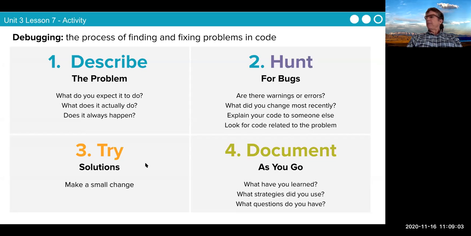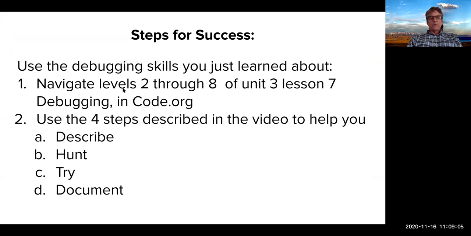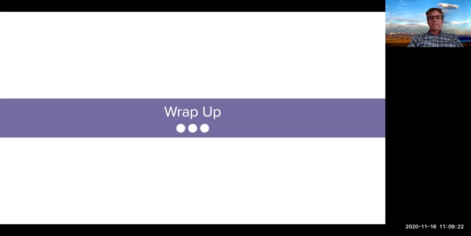Okay, we've got 5 minutes. Here are steps for success. Use your debugging skills you just learned about. Navigate to levels 2 through 8 in Unit 3, Lesson 7, debugging. Use the 4 steps described in the video to help you: describe, hunt, try, and document. Okay?